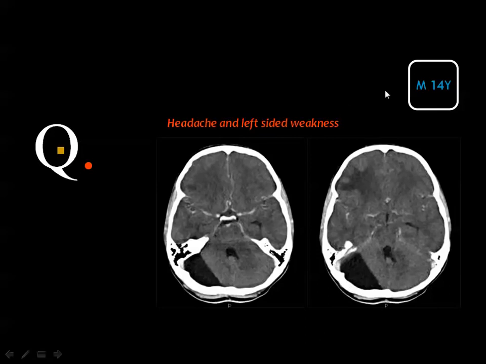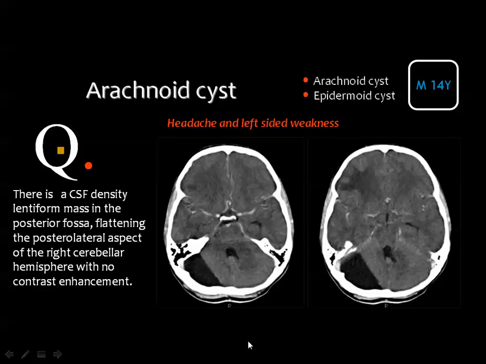This patient, 14 years old with headache and left-sided weakness. There is a cystic lesion in the posterior fossa, and this lesion is not enhancing. The patient is injected with contrast, and it exerts little mass effect. This site is usually for the epidermoid cyst, but you see the smooth margin of the lesion, which is characteristic for arachnoid cyst, whereas epidermoid will have a lobulated margin. This is an arachnoid cyst.